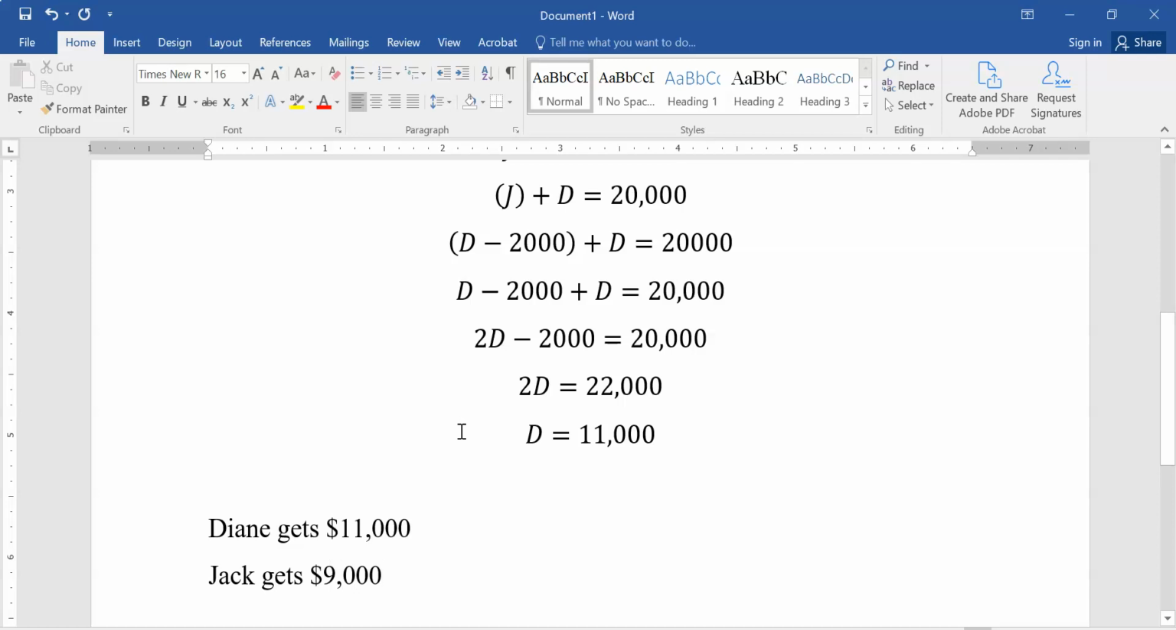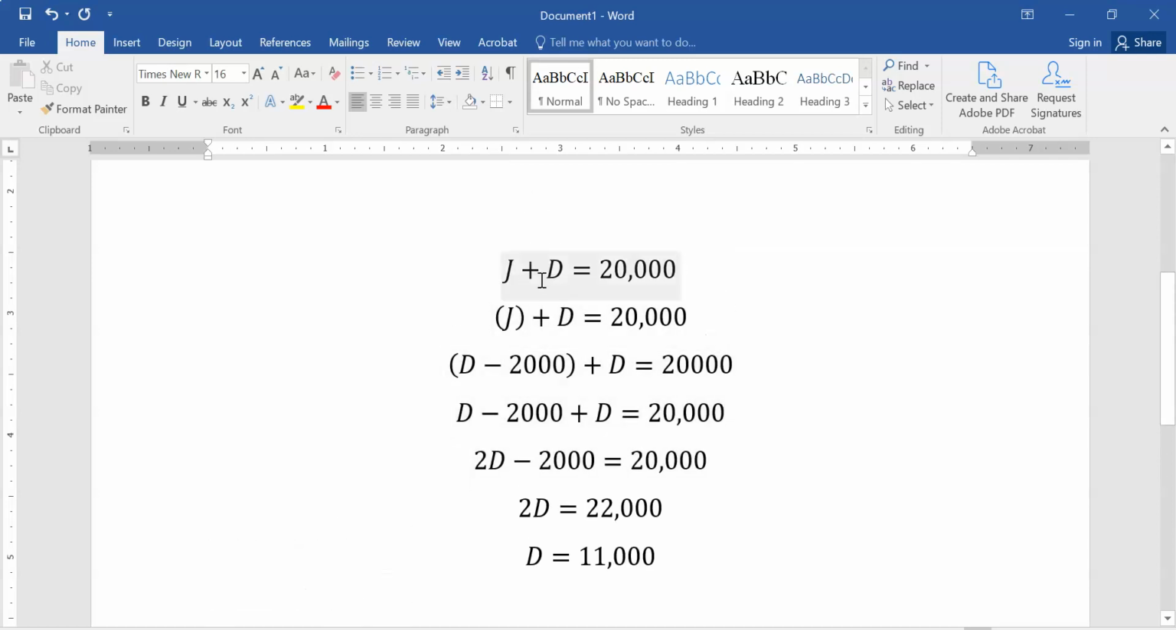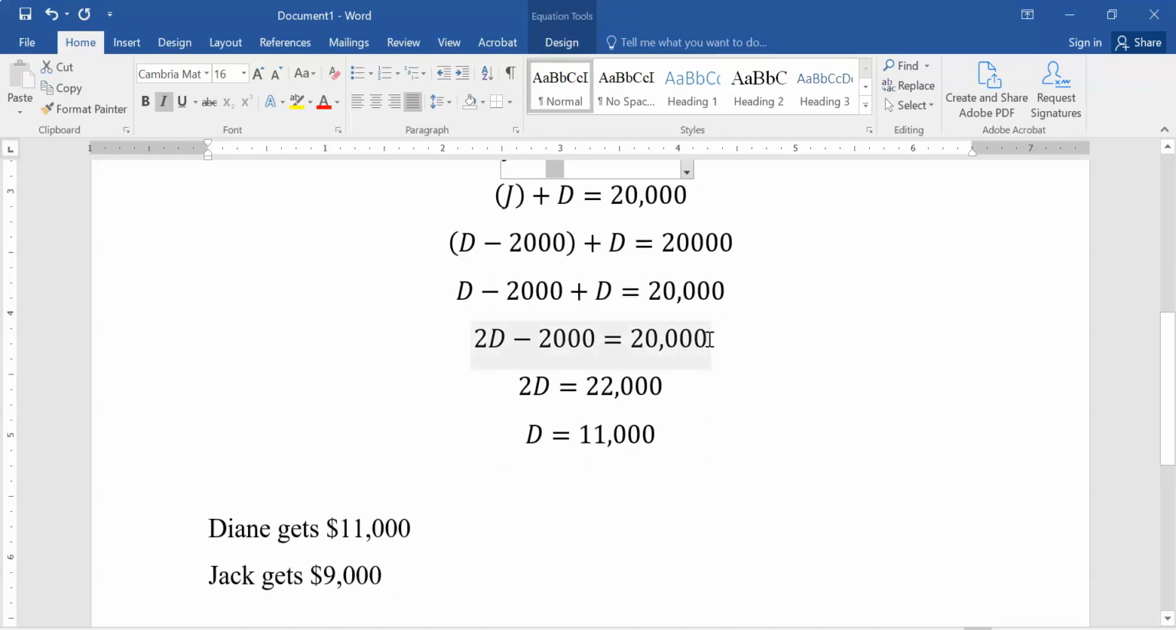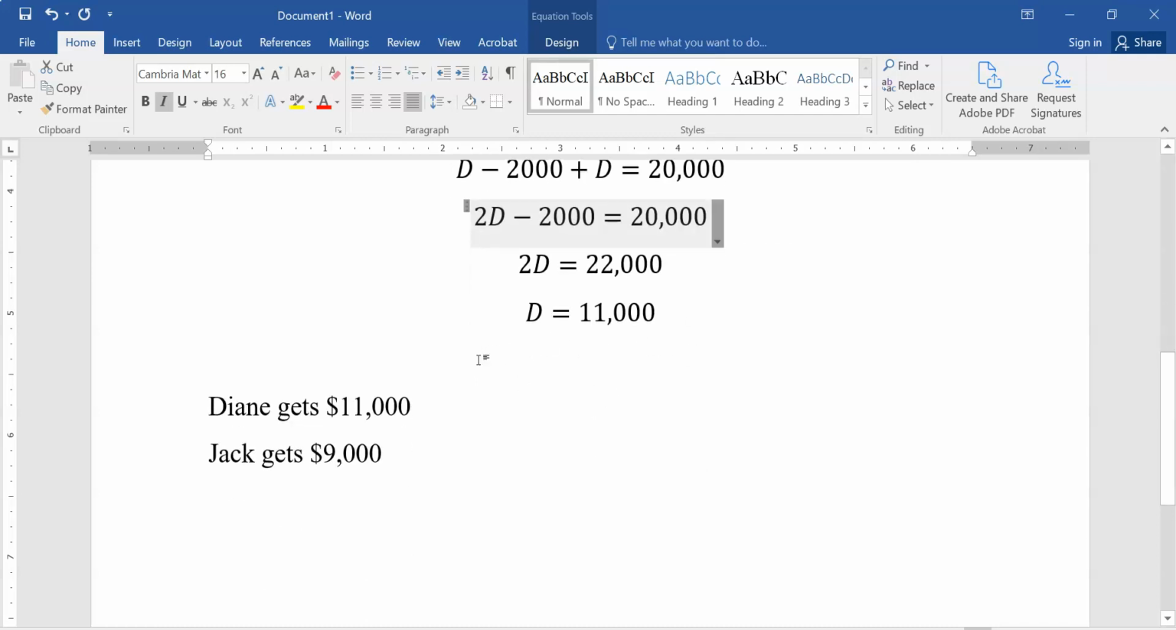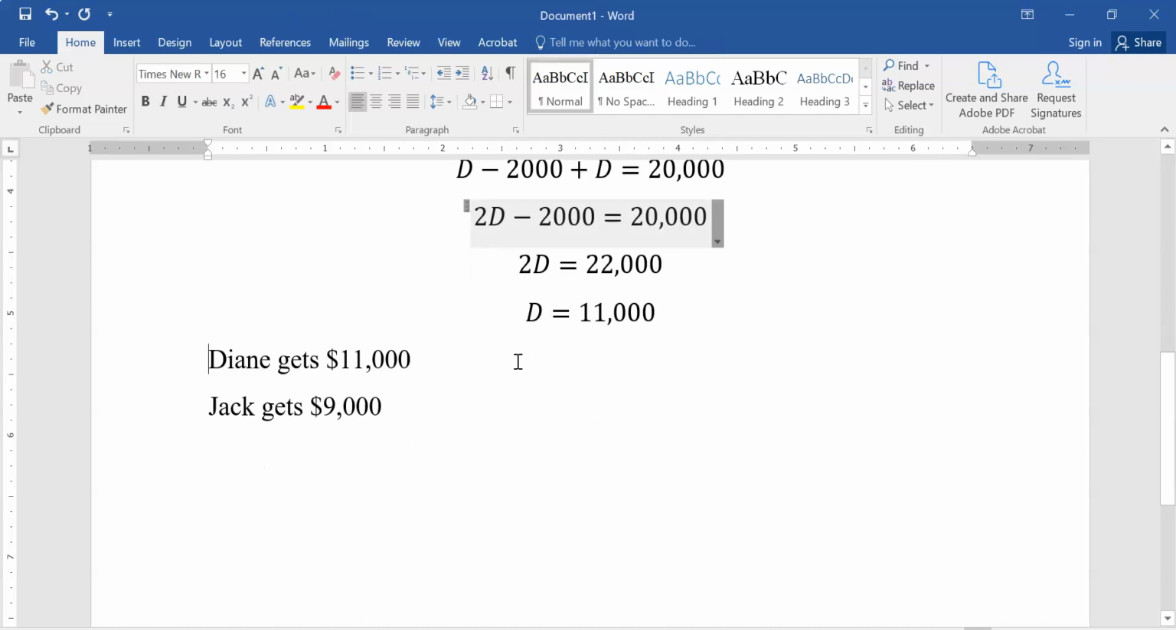The other way you could have done that is plugged in D as 11,000 here and solved for J. J plus 11,000 equals 20,000, and then subtract 11,000 from both sides. So either way, we see that Diane gets 11,000 and Jack gets 9,000. All right, so that is how we solve a related sums type problem.